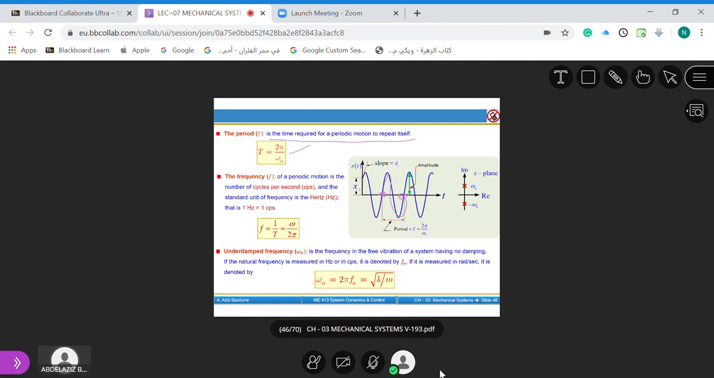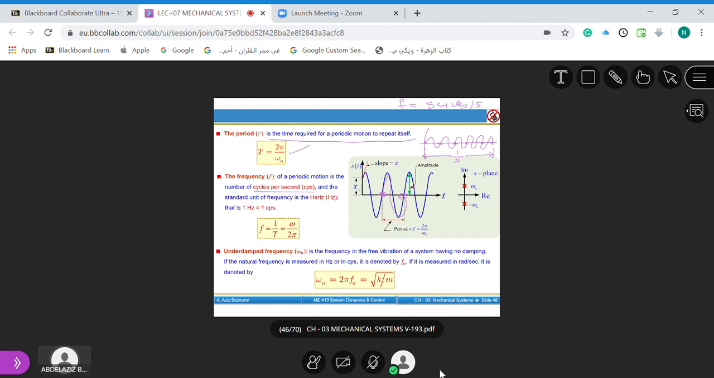The frequency of a periodic motion is the number of cycles per second, per unit time. For example, if we have a motion like this one, from here to here is one cycle. From here to here is the second cycle, third cycle, fourth cycle, and then fifth cycle. So this is in 1 second, and the number of cycles per second is 5. So from here, one cycle, two cycles, 3, 4, 5. So here, f is equal to 5 cycles per second.